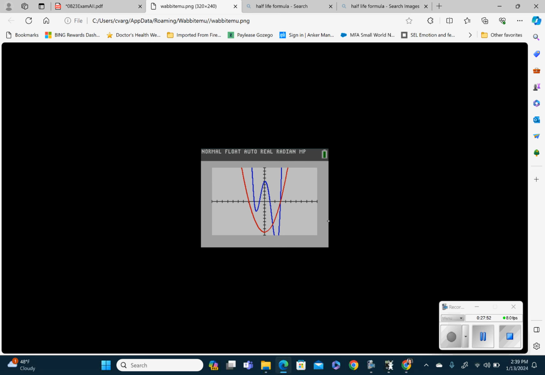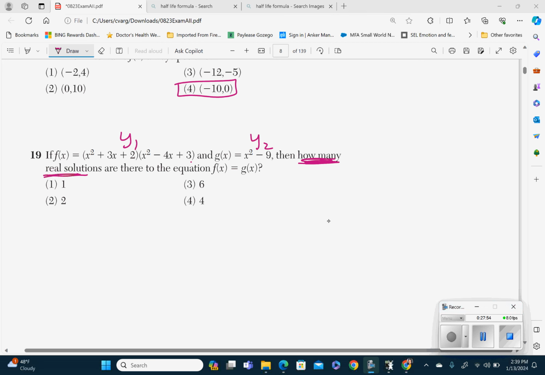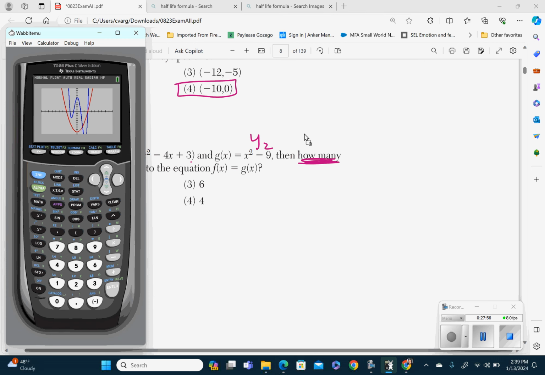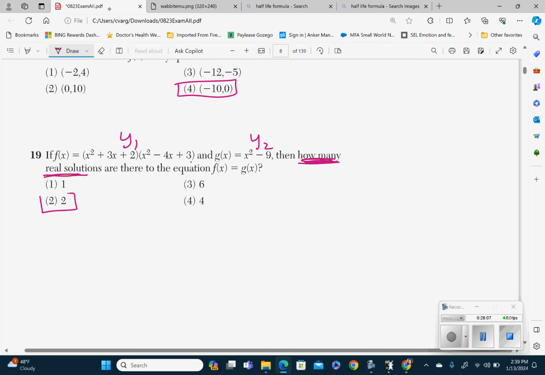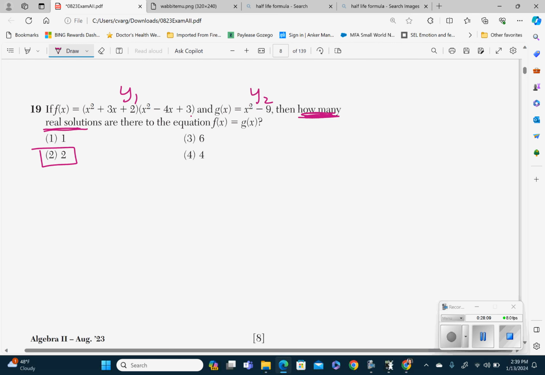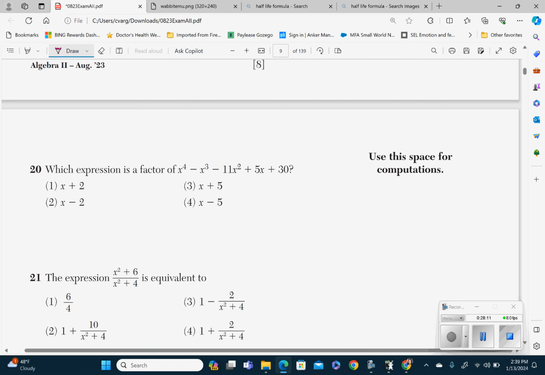I don't know why it did that, but let's just see if it'll do it again. Are you gonna work? Okay, whatever. So anyway, they only meet twice on the right hand side. So I go over here and I circle or put a box around 2. There are 2 real solutions.